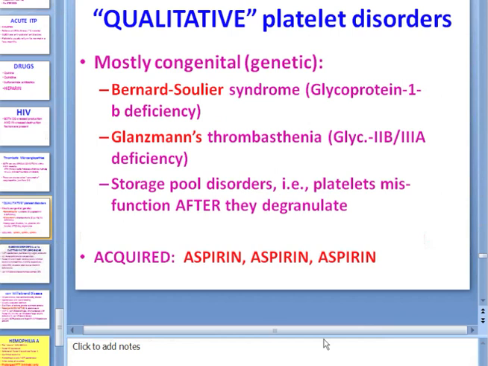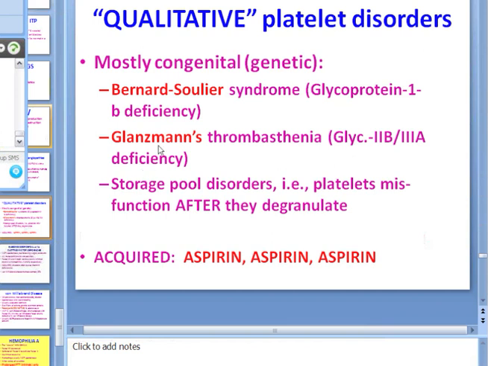And I don't want to get into the complex genetics of this or a lot of the so-called classical syndromes, but I think you should know that there is a syndrome called Bernard-Soulier. I hope I'm pronouncing it properly. It's a genetic condition in which you have a deficiency of a glycoprotein 1b, but that will result in a platelet being normal in number but not working properly. There's another situation called Glanzmann's thrombocytopenia, in which you have a deficiency of glycoprotein 2B and 3A, and that's another example of a qualitative platelet disorder.